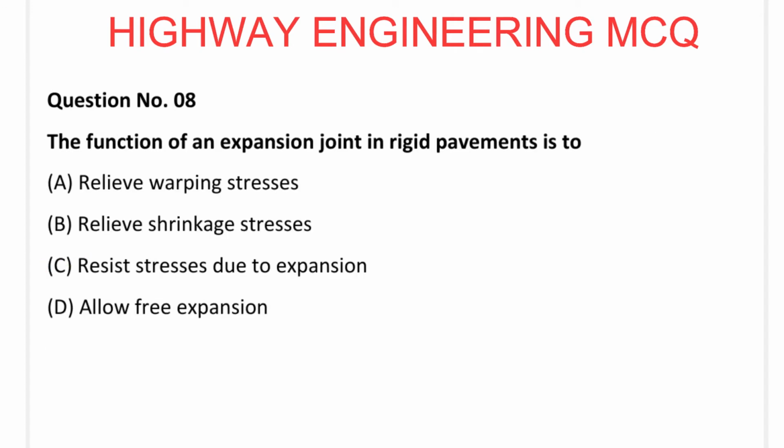So next question, the function of an expansion joint in rigid pavement is to option A, relieve warping stress; B, relieve shrinkage stress; C, resist stress due to expansion; and D, allow free expansion. So the answer is D, allow free expansion.